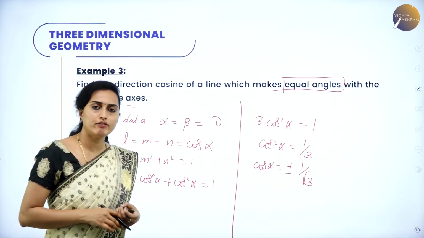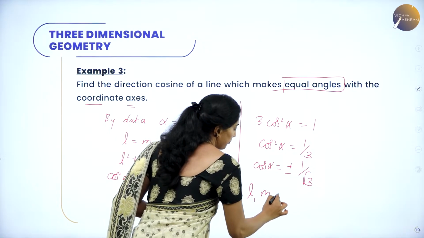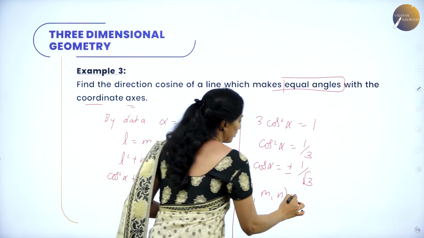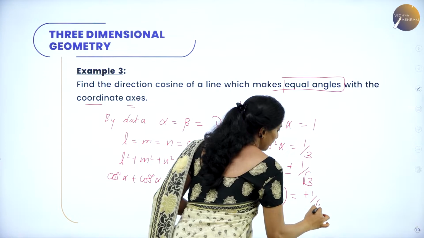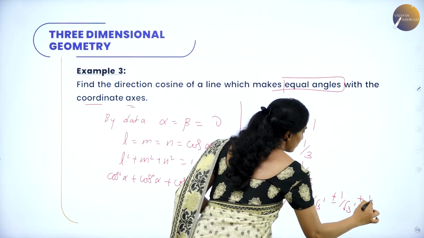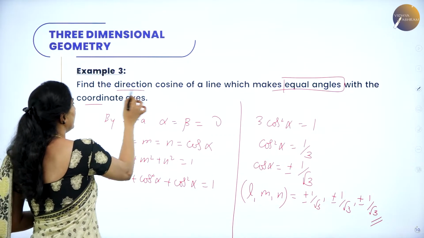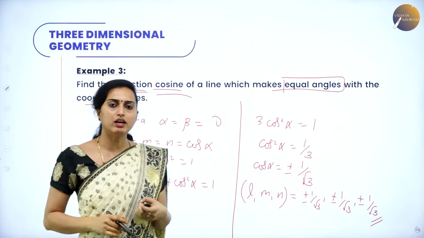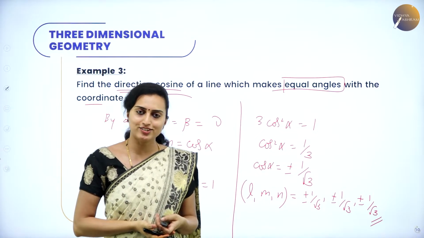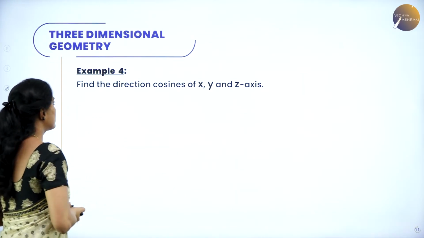So, if cos alpha is equal to plus or minus 1 by root 3, what are L, M and N? Same, correct, because L, M and N are equal, that is plus or minus 1 by root 3, comma, plus or minus 1 by root 3, comma, plus or minus 1 by root 3. So this is what you are going to have as the direction cosines when the angles are equal. Understood? Okay dears, I hope you got this one. Now we'll be moving on to the next problem.